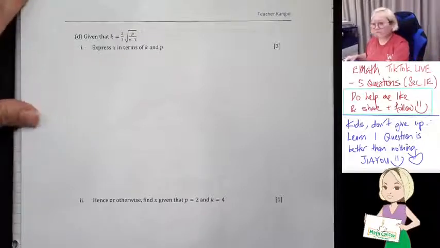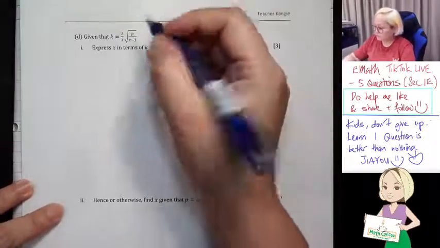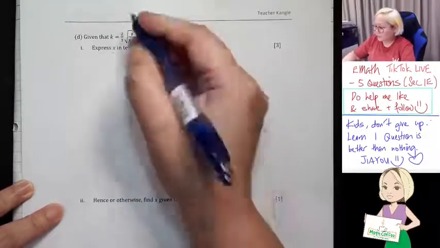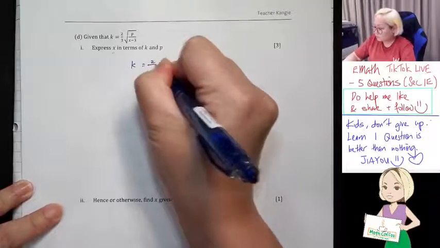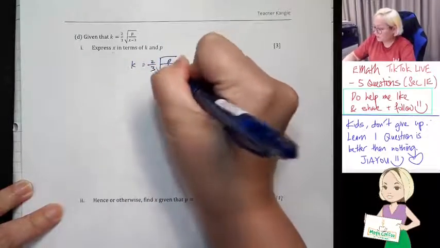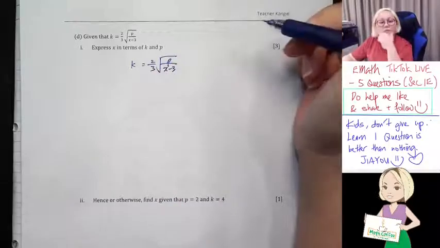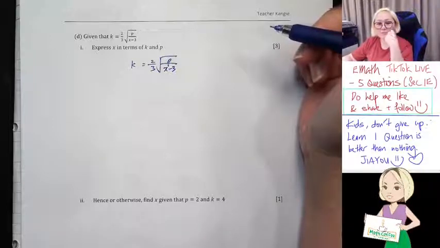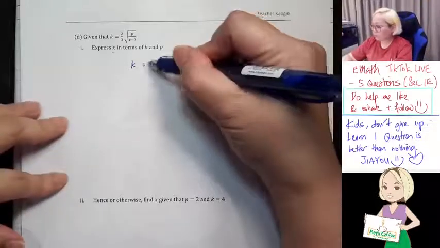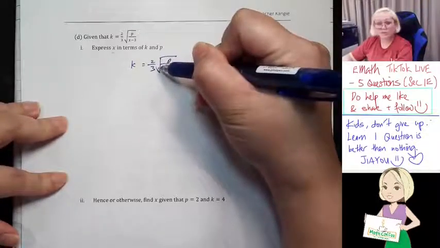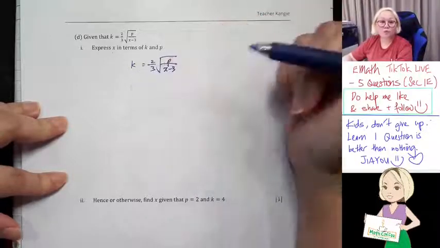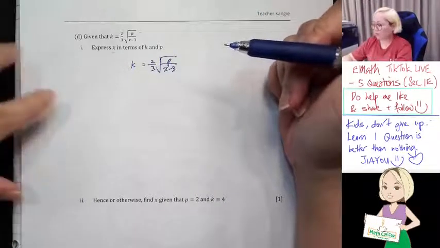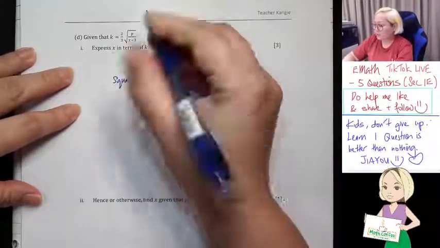Okay, changing subject. So this one, I'm supposed to make x a subject. See here. So k equals to 2/3 square root of p over x minus 3. Okay, two ways of doing it. Either I can square both sides straight away, or I'm going to bring the 2/3 over. This is multiplied by 2/3, so if it's multiplied by 2/3, I bring over is divide by 2/3. But I'm not going to use that one. I'm going to just square both sides.